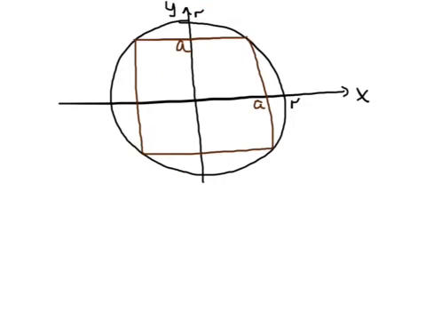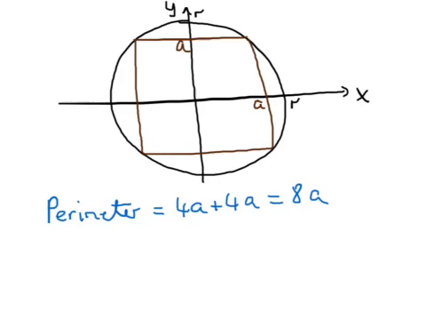So I've drawn again our diagram of a circle of radius r, and I've now inscribed in it a square, and the perimeter of the square is equal to 4a plus 4a, so it is 8a. So this across here is 2a, this across here is 2a, up here is 2a, up here is 2a. So we now want to express this maximal perimeter in terms of the radius.